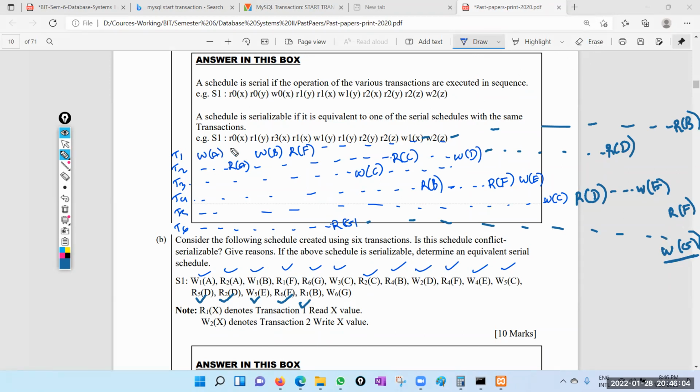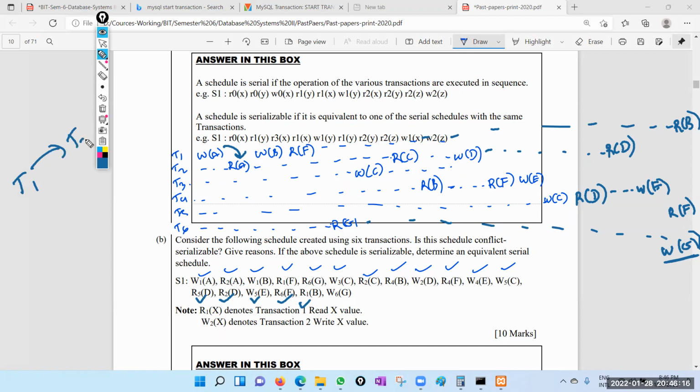Right. So this is write and read. So write to read, and that is T1 to T2. Then this is B, no issue. This is F, no issue. This is read G, the first time we are getting G, no issue. This is write C, C we got for the first time, no issue.